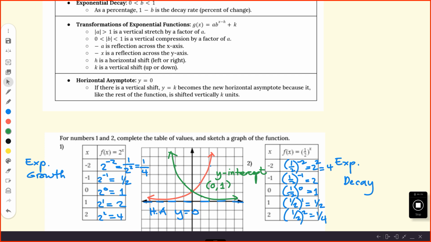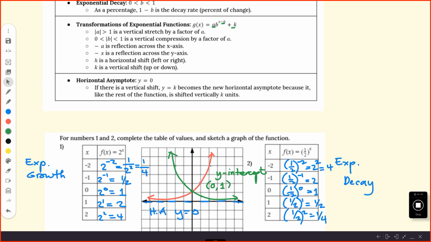So the variable x is in your exponent, right? That's a times b raised to x minus h, plus k, okay? Now again, a is going to give you the vertical stretch or shrink. The minus h, if that's minus h in your exponent, that's going to be to the right. If it's plus h, that's left. Then this one, plus or minus k. Plus k is up, minus k is down.